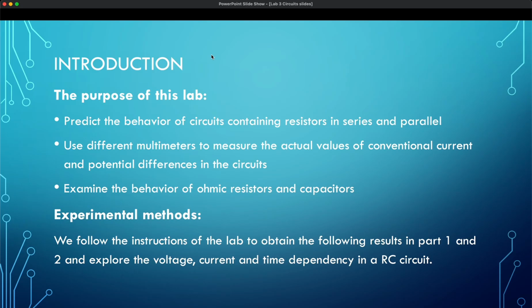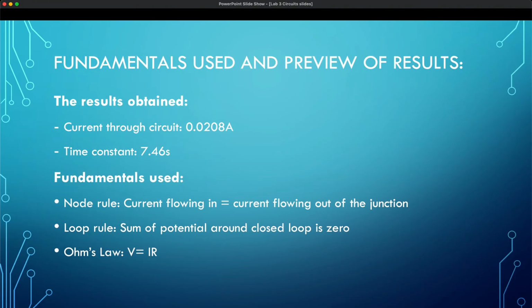The purpose of this lab is to predict the behavior of circuits containing resistors in series and parallel, use different multimeters to measure the actual values of conventional current and potential differences in the circuits, and examine the behavior of ohmic resistors and capacitors. We followed the instructions of the lab to obtain the following results in Part 1 and Part 2 to explore the voltage, current, and time dependency in an RC circuit.